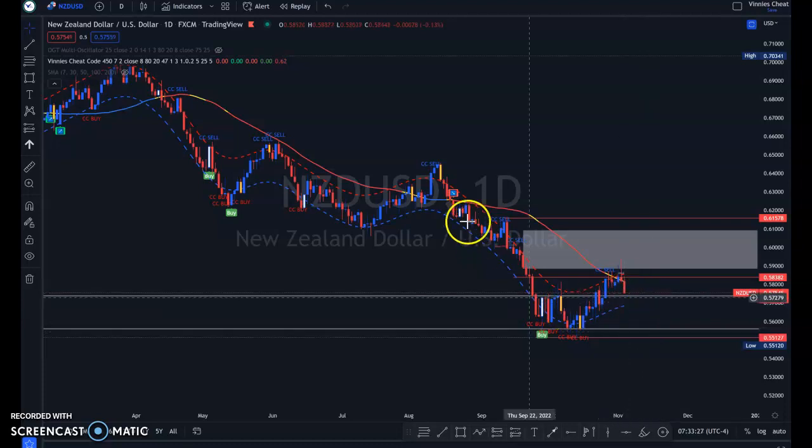The first one was price hit our 47 moving average. All right, and it's still red, as you guys can see. So that means the trend is still down. Our overall market structure of NZD USD is bearish. So that means if you want to succeed with trading, it's best to always trade with the trend. So that's the second confluence.